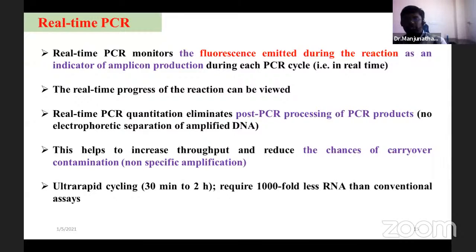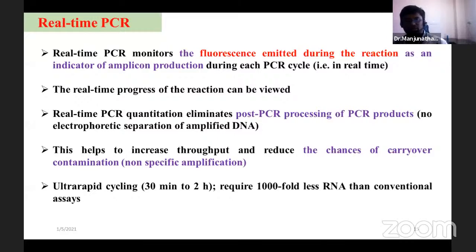In PCR, there will be a chance for the amplification of non-targeted regions. For example, if you use ITS primers, it will amplify non-targeted regions also. During that time, we will get wrong results. In such cases, if you use real-time PCR, we can avoid those non-specific amplifications.